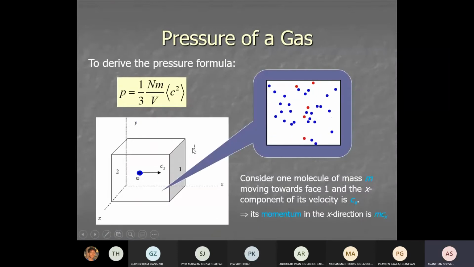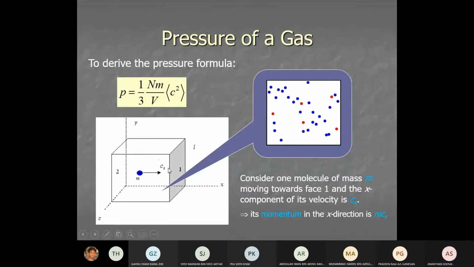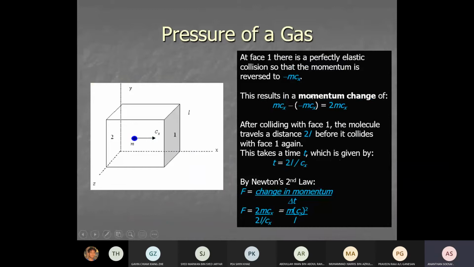Okay, we start from what? We start from a container. We talk about one particle moving forward with Cx. The momentum it possesses is mCx. Then when it bounces back, what is the change in momentum? mCx minus (−mCx), which is 2mCx. This is the momentum change experienced by the particle. Same thing for the wall: the momentum change experienced by the wall has the same magnitude.